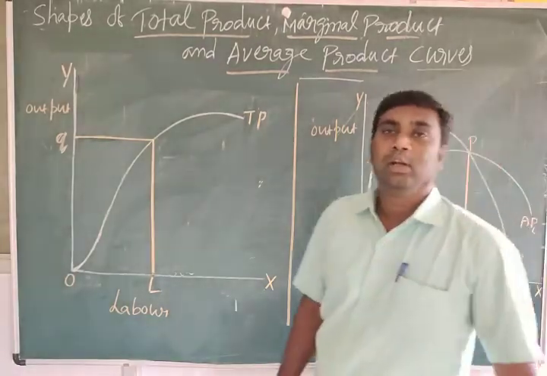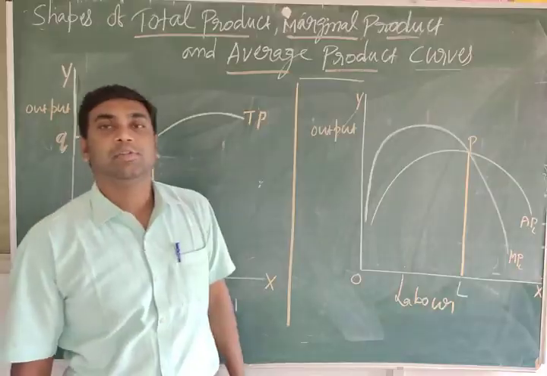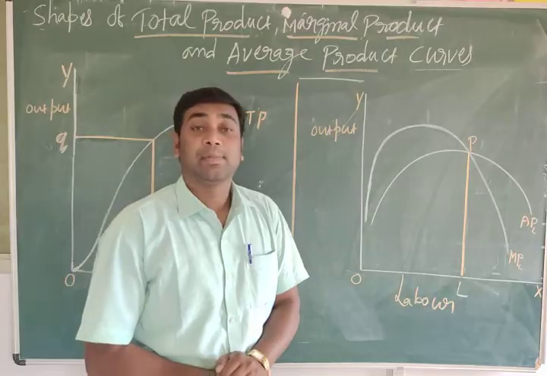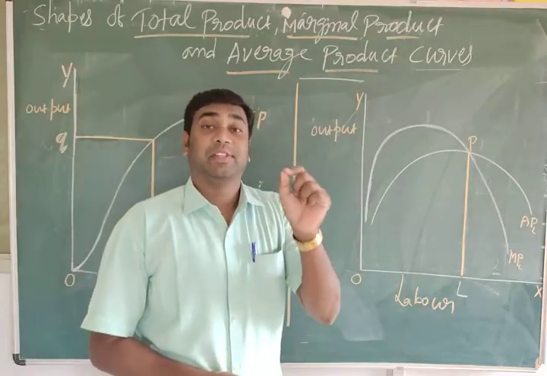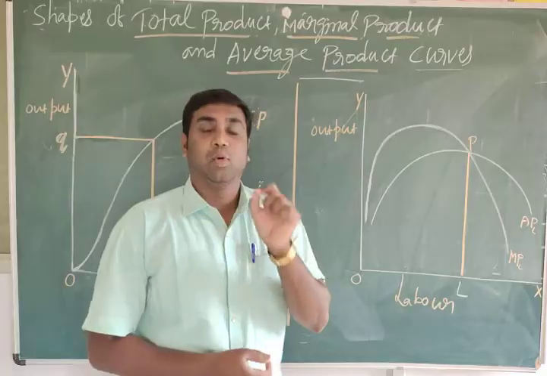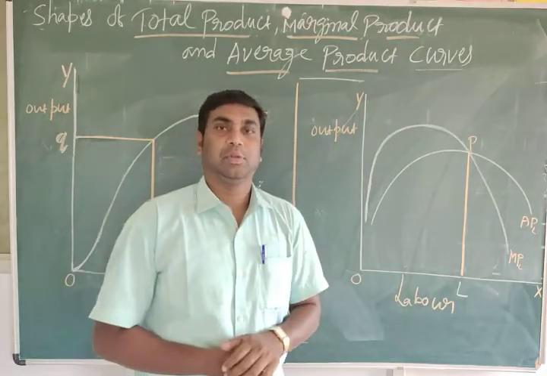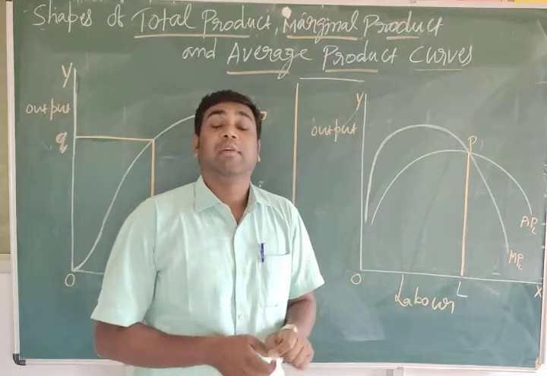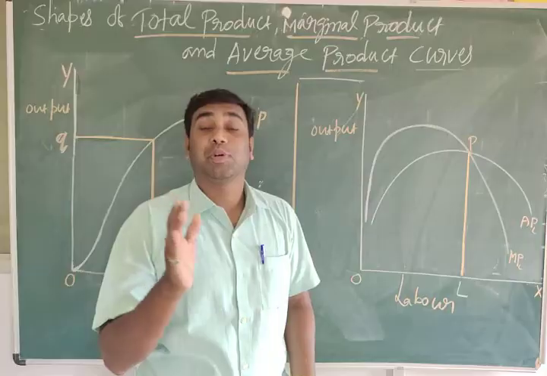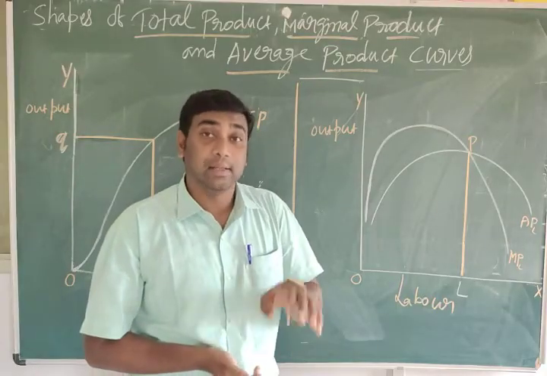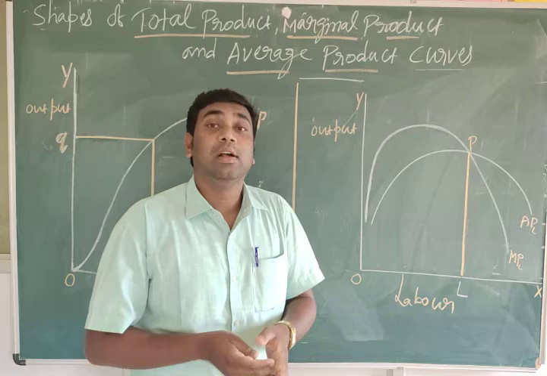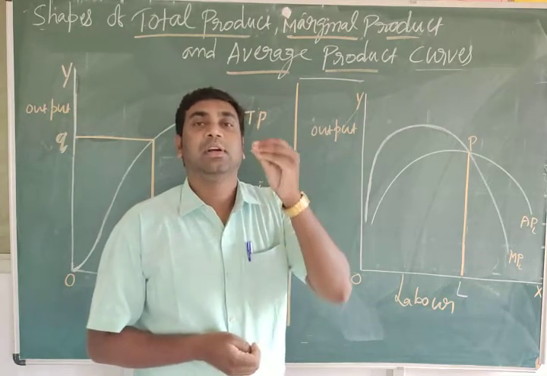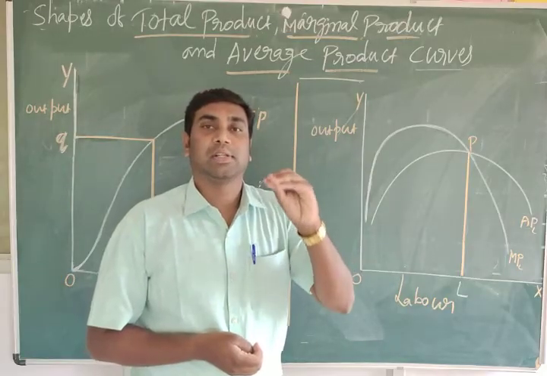Hello dear students. In a previous class we discussed the law of variable proportion. In that we discussed keeping fixed factors constant and only changing the variable input. So in this situation what happened? Total product should increase, marginal product also increases, average product also increases, but only up to a certain level. After reaching a certain level, the marginal product starts declining.